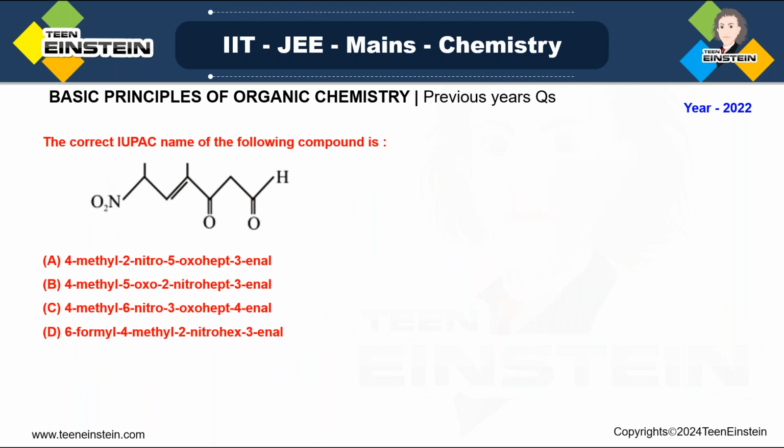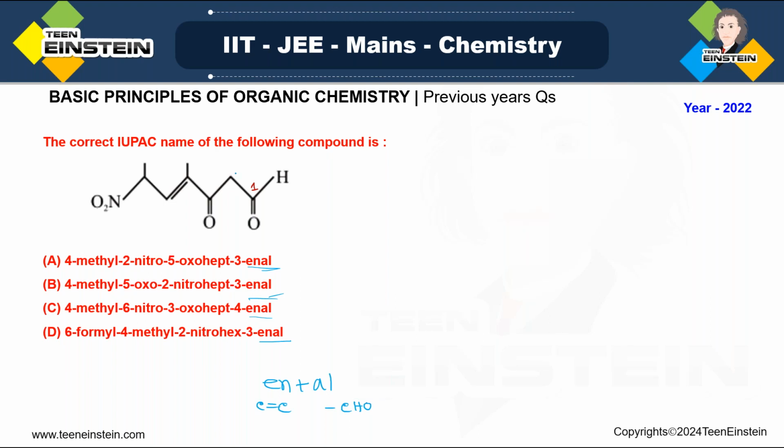Correct IUPAC name of the following compound. Here we have C double bond O and CHO, and we will start the numbering from here. It will have more priority. And even if you are confused about it, don't worry, because all the names end with enal. Now enal means ene plus al. So there will be some C=C double bond and some CHO group, but that is common for all. So based on that, we don't have to choose any option.